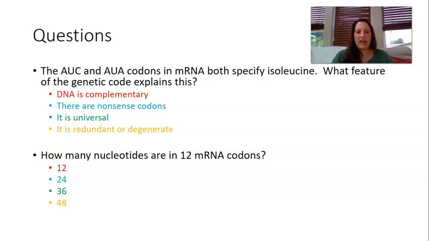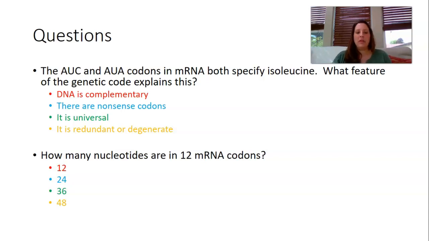So again, the fact that AUC and AUA both code for isoleucine tells us that the genetic code is redundant or degenerate, that multiple codons code for the same amino acid. Now, if you answered the genetic code is universal, yes, the genetic code is universal, but in this example, they don't relate. So the answer would be yellow.